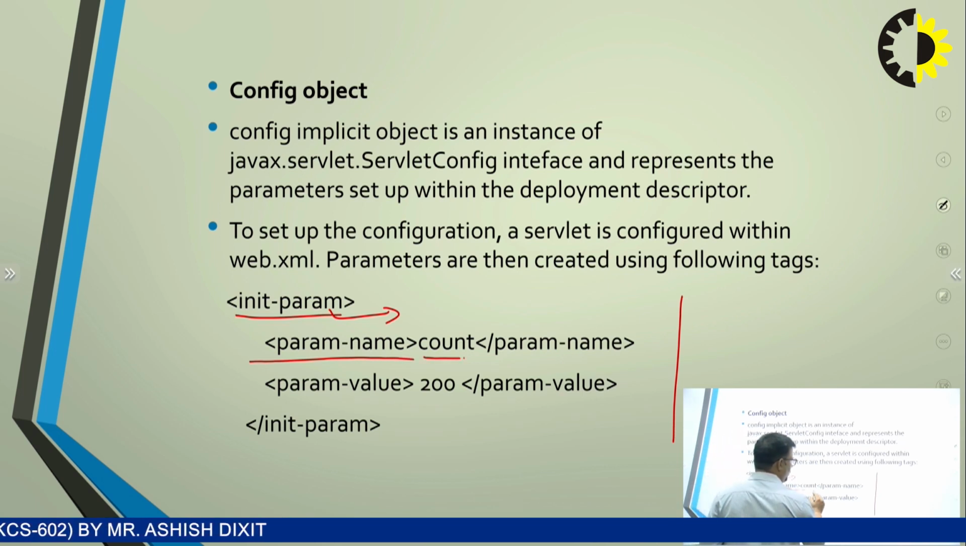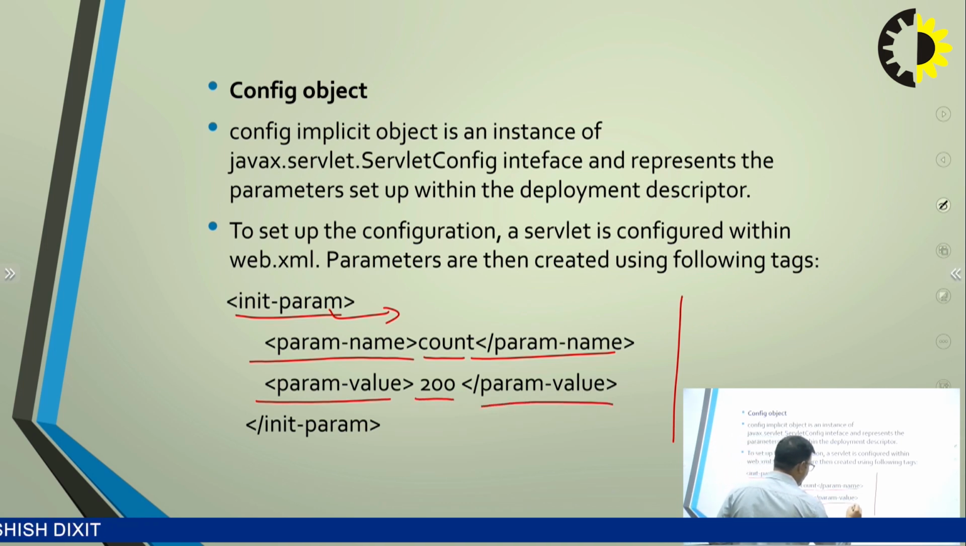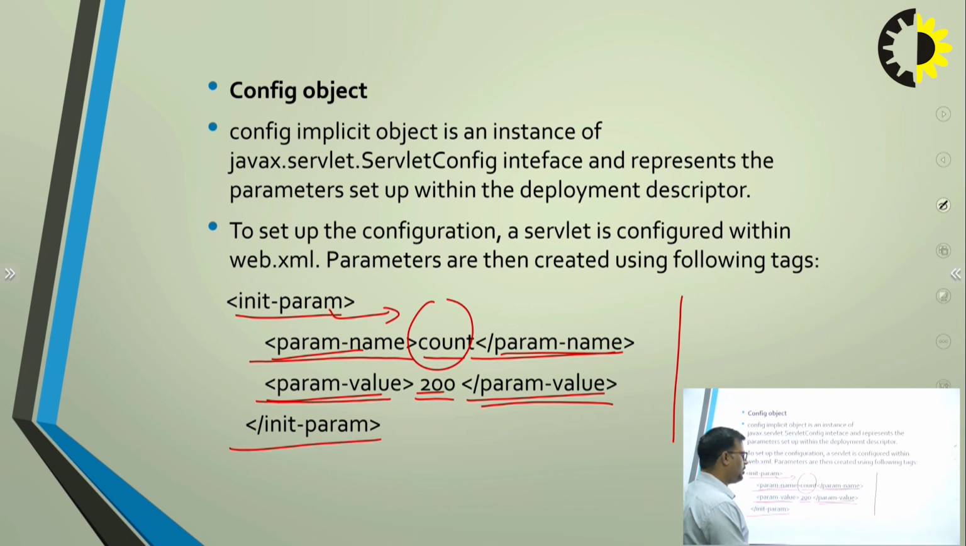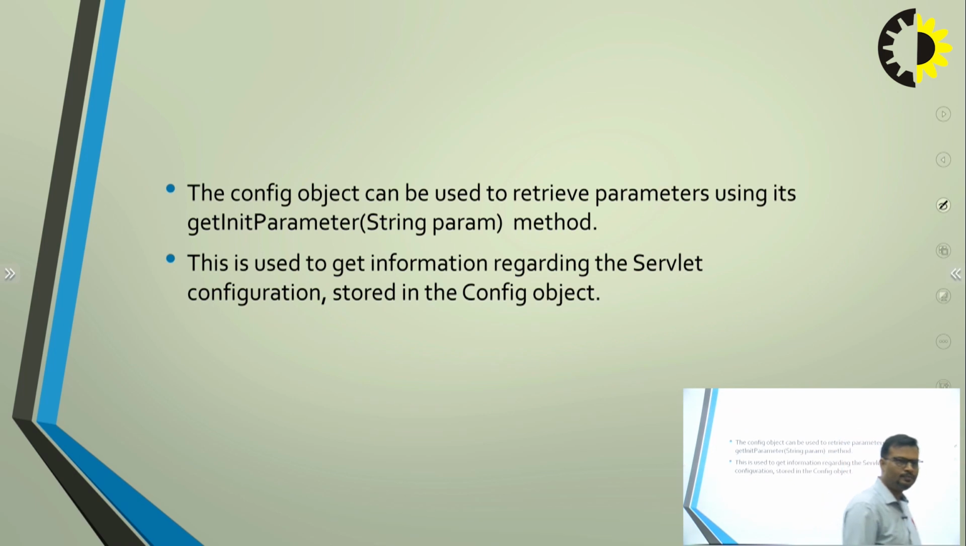Then parameter name, then count, then parameter name close. Then parameter value is equal to 200, then parameter value close. Then the initialization of the parameter is closed. The object can be used to retrieve the parameter using its get init parameter method, where we provide the string name in quotes. This is used to get the information regarding the servlet configuration and store the config objects.